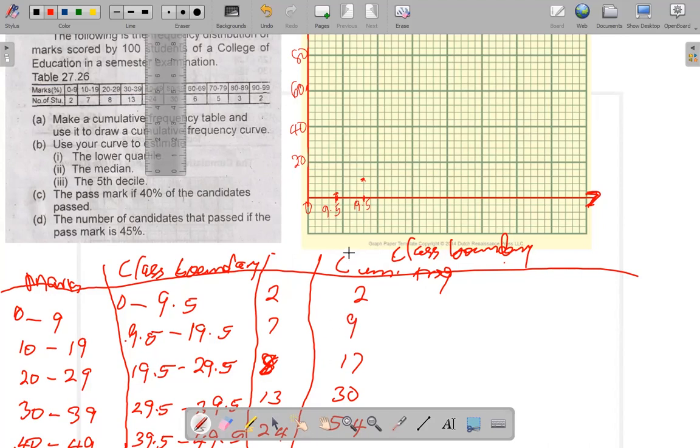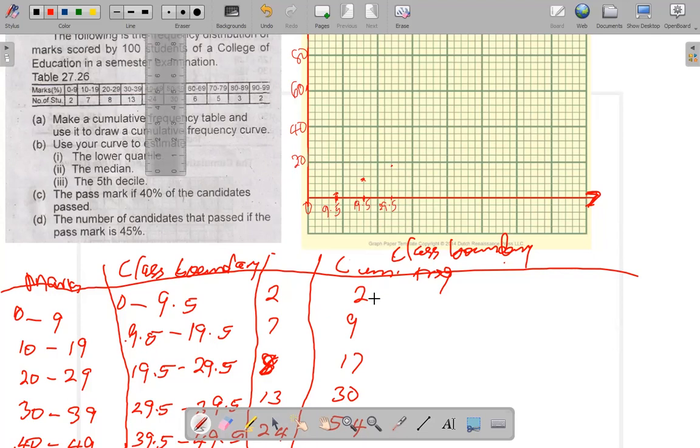So the next one, we count 4 again. And our class boundary is 29.5. So 1, 2, 3, 4, 29.5. The cumulative frequency is 17. Each of these is 4, 4, 8, 12, 15, 17.